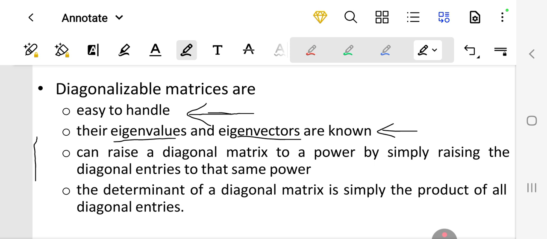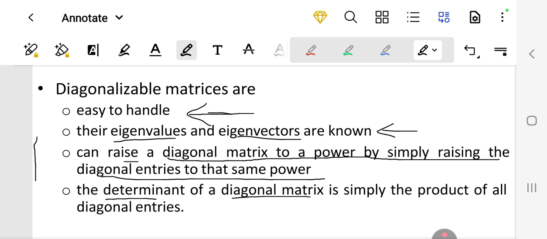Also, we can raise the matrix to a power by raising the diagonal elements to the same power. If we want to raise the matrix to power 2, we only have to raise the diagonal elements to the power 2. The determinant of a diagonal matrix is simple: the product of all diagonal entries. If we want to get the determinant of a diagonal matrix, we have to multiply all the diagonal elements by each other.